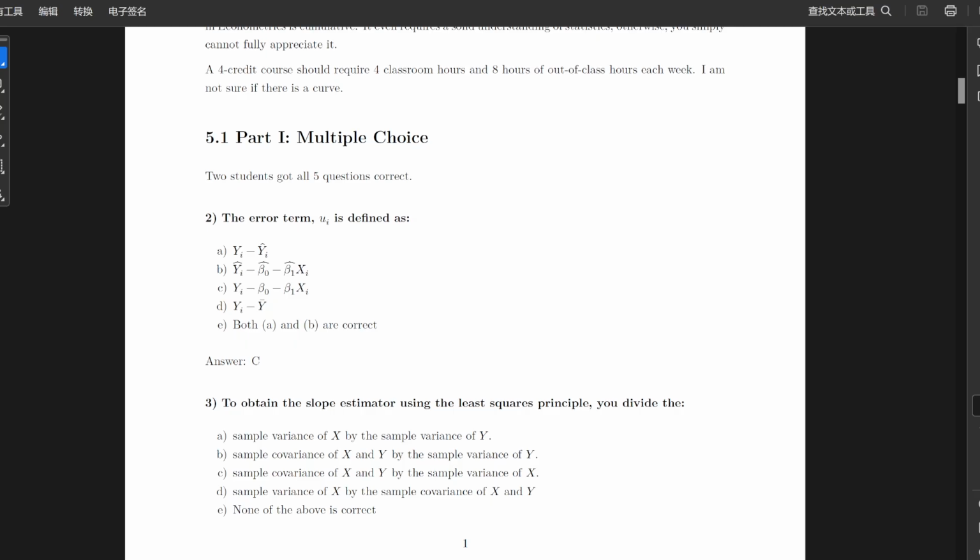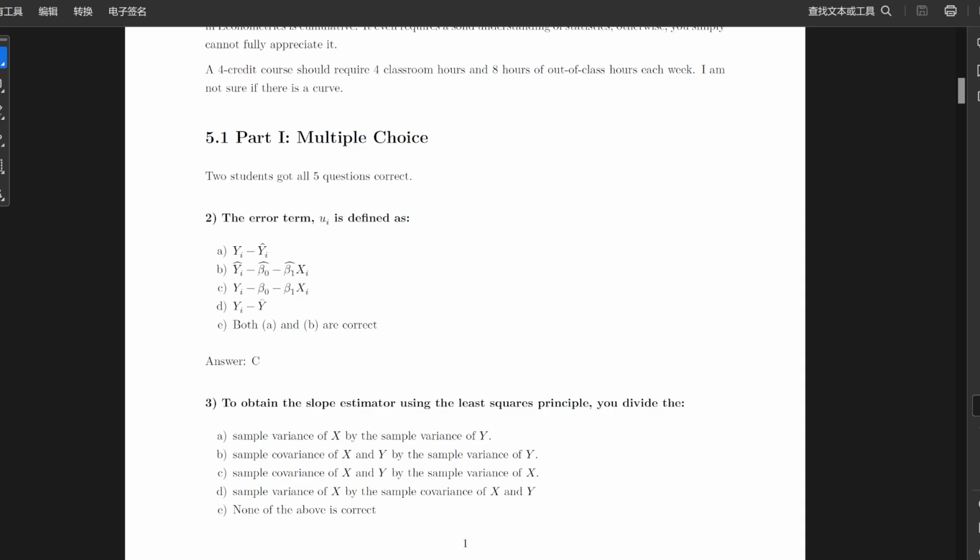The error term is from the population, like the data generating function, not your estimation, not your regression, not from your estimation equation. So this should be C, right? Everything is in population. These are population parameters, beta 0, beta 1. So there's no hat.